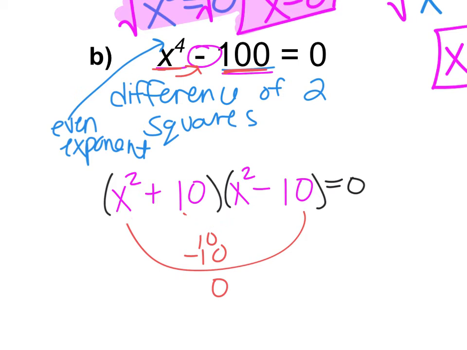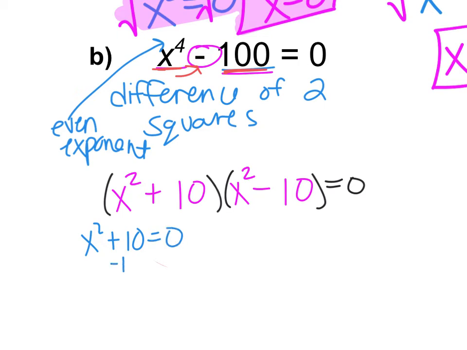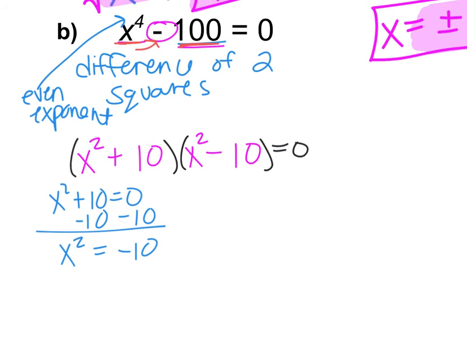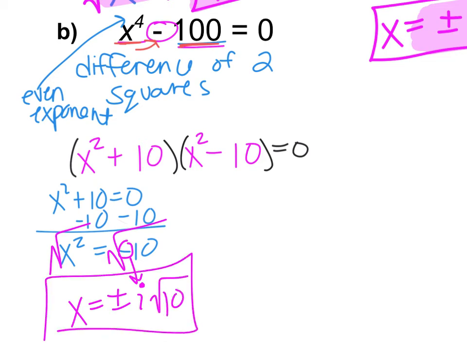But now we need to solve for x. So we're not done yet. Here we've done some factoring, but now we can go ahead and set each of these equal to 0. So subtract 10. Now in this one, we have a negative, but that's okay because we've talked about complex numbers. So when we take the square root of both sides here, we get x equals plus or minus, and then remember that negative comes out as an imaginary number, and then root 10 doesn't simplify. So there's 2 of our answers. 2 of our answers are imaginary.